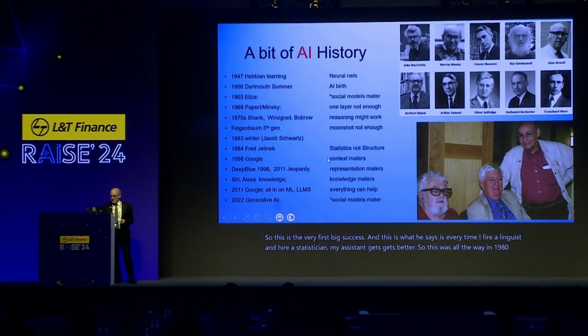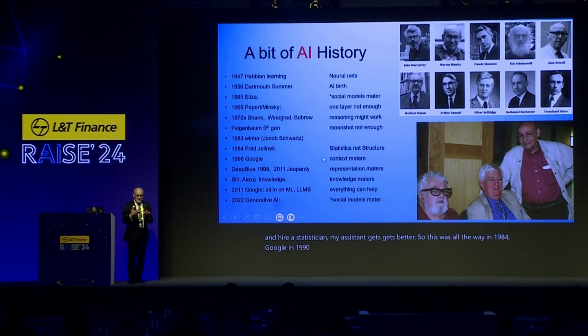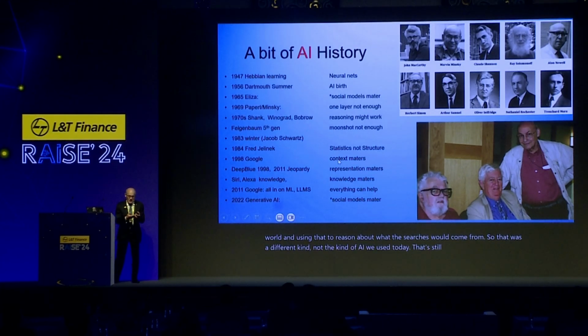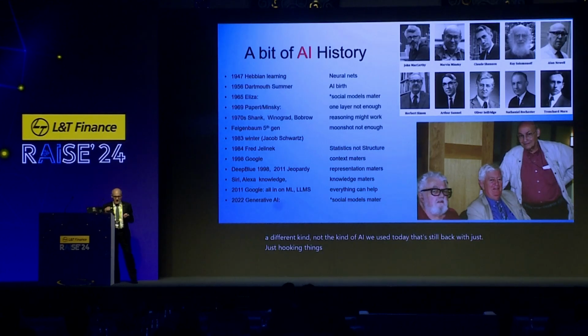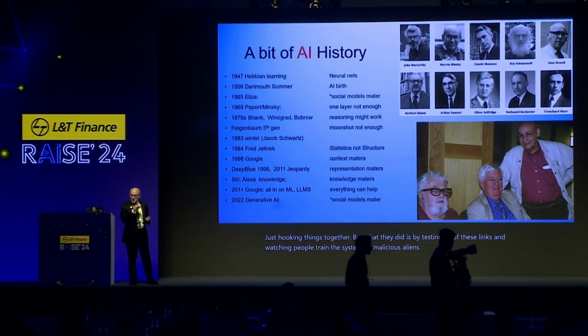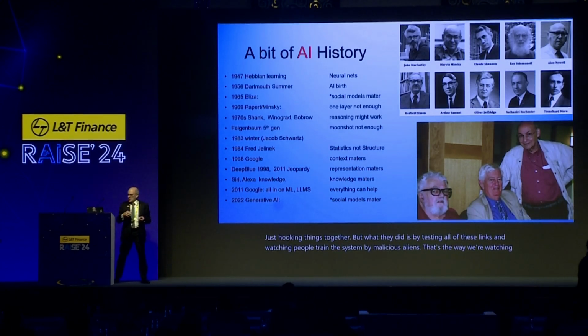Google in 1998 started hooking things together, making the representation of the world and using that to reason about what the searches would come from. So that was a different kind, not the kind of AI we use today. That's still back with just hooking things together. But what they did is by testing all of these links and watching people train the system by the links that they made, that's the way it learned. It learned by watching people's linkage between things.